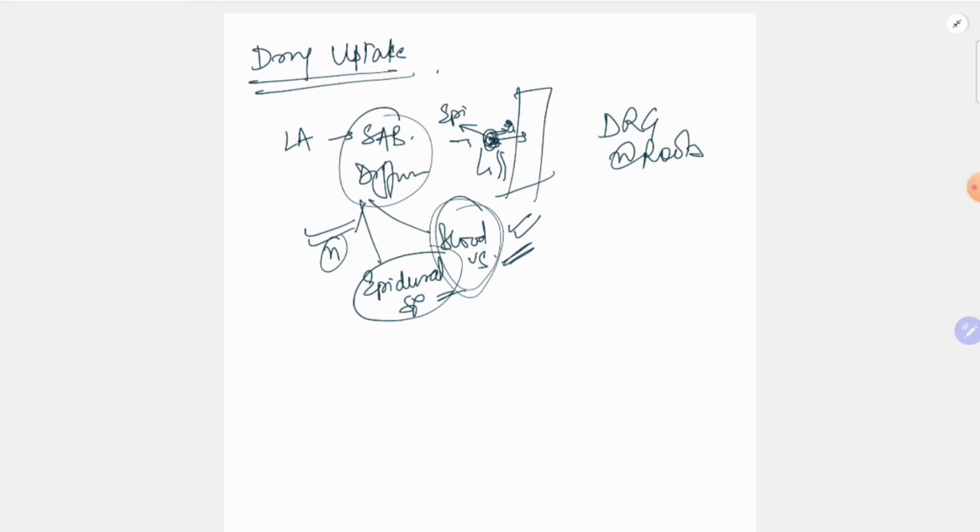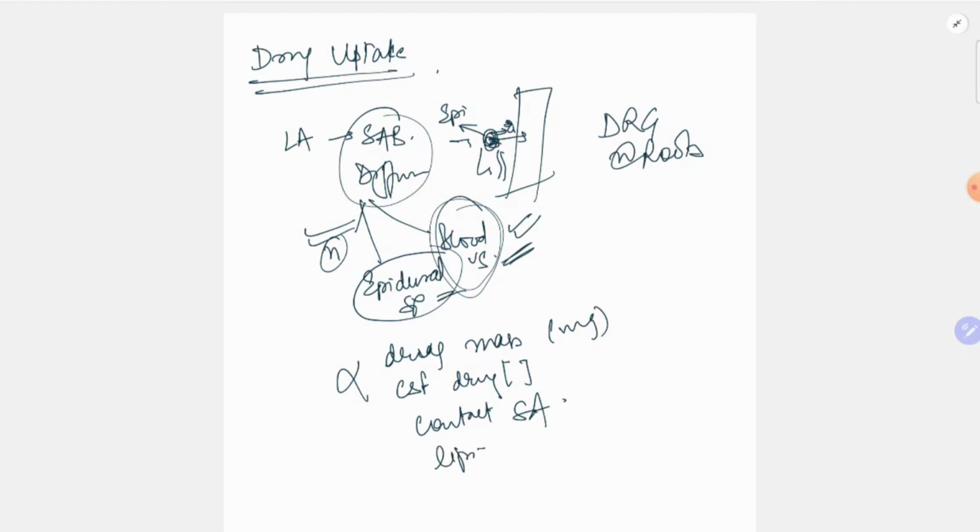Now this drug penetration and uptake, right? This depends directly on the drug mass. Drug mass, when I say, it means the milligram dose that I have given, the CSF drug concentration, the contact surface area, the lipid content. When I say lipid content, it actually means the lipid content of the tissues that are available, not just the nerves. So obviously the lipid content of blood vessel is less than the nerves.